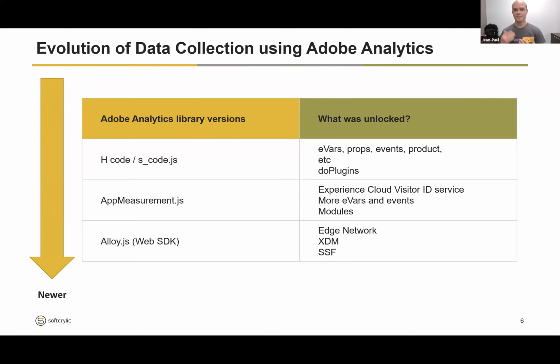But anyways, that unlocked the eVars, the props, events, analytics as we know it, the base. After that came the AppMeasurement code, which was amazing. It was lighter. It unlocked the Experience Cloud ID Visitor service, more eVars, and some modules that integrated Analytics to Experience Cloud solutions. And now today, we have alloy.js, which is the library that's wrapped in a Launch extension called Web SDK. And Jeff will dig deep into what this is, and he'll show you a demo.